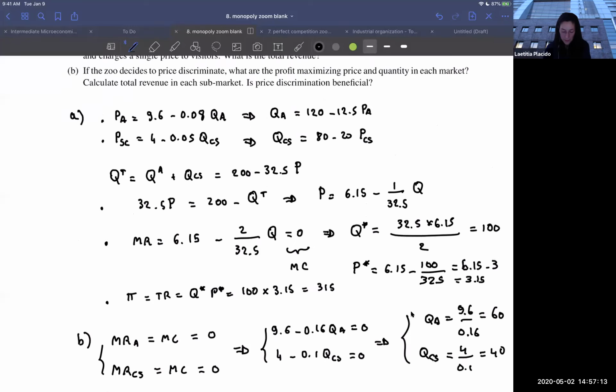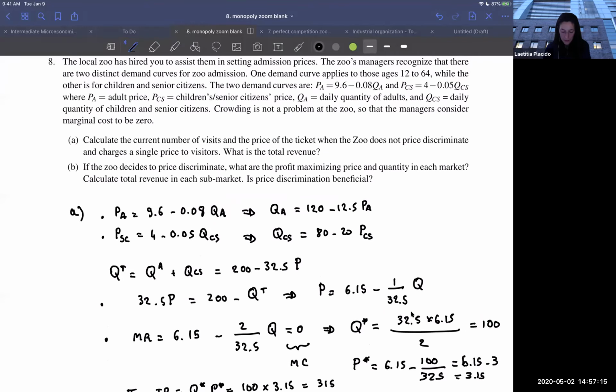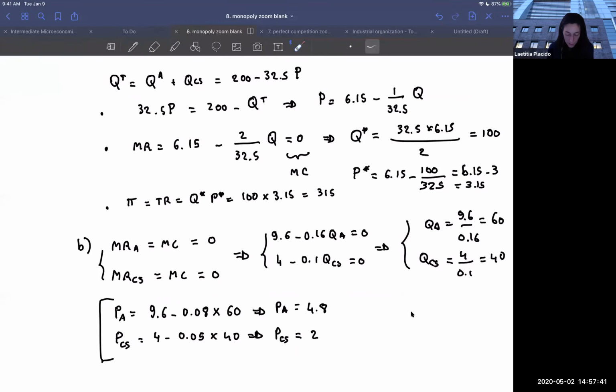So here, if you look at the original demand curve, you can see that the demand curve for the adults is steeper than the demand curve for the children and seniors. So here we would expect the price charged to adults to be higher than the price charged to seniors. And if you look at our price here, this is what we find. Adults here pay twice as much as children and seniors.